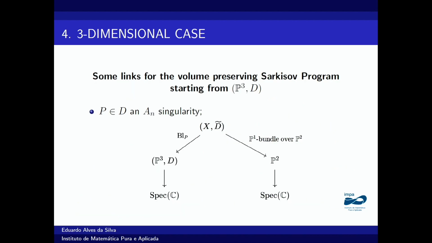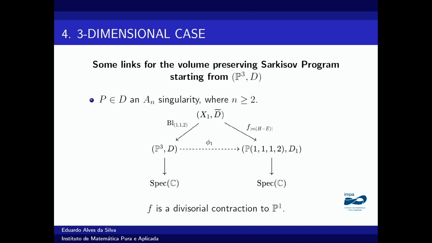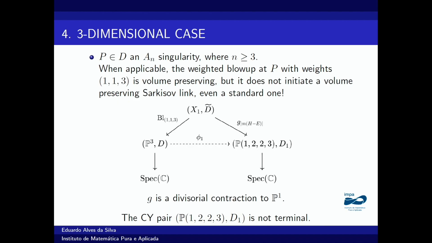And so here we have some examples of links initiated by P3 and this quartic surface. The standard blow-up will work for any A_n singularity. The weighted blow-up with weights 1, 1, 2 will give me, as the codomain, the weighted projective space with weights 1, 1, 1, 2. And when applicable, the weights 1, 1, 3, these weights are volume preserving. This divisorial contraction here belonging to the first volume preserving link is also volume preserving. But the problem with these weights is that the codomain is not terminal. This weighted projective space that I obtain here is not terminal.